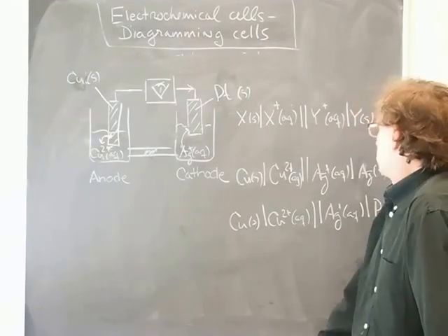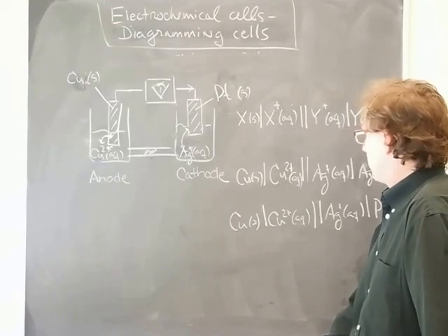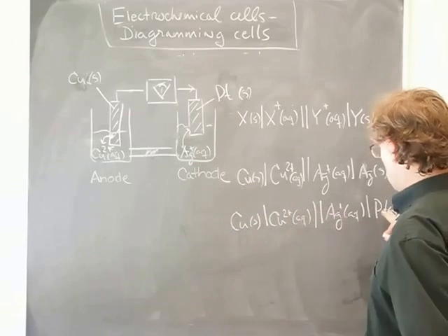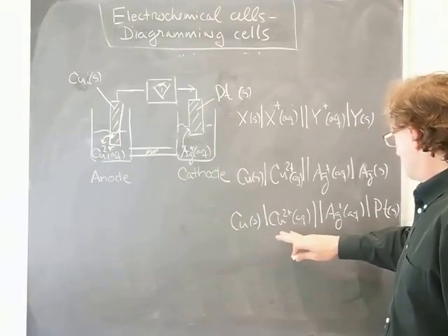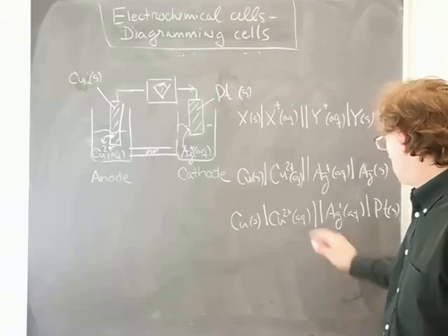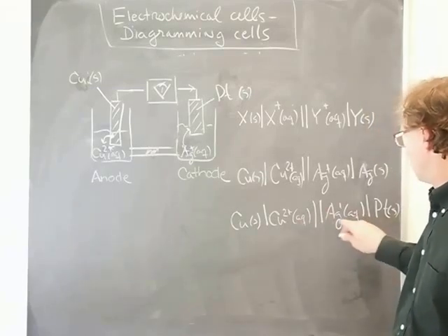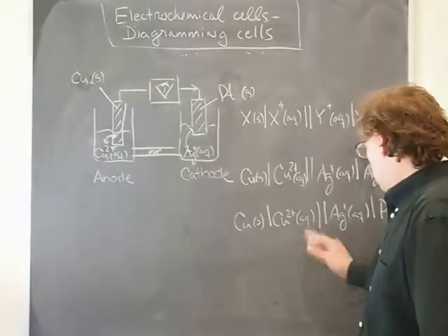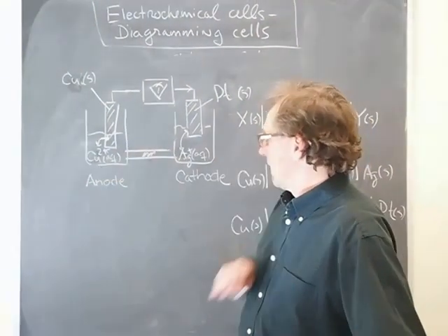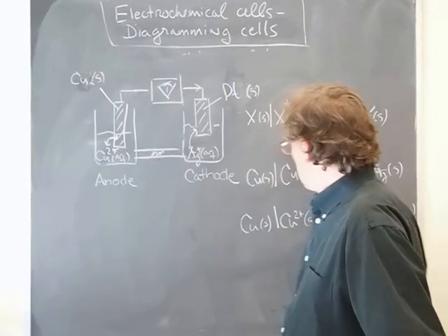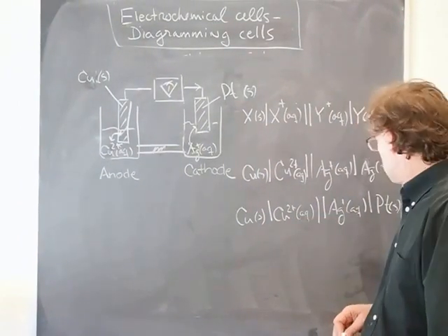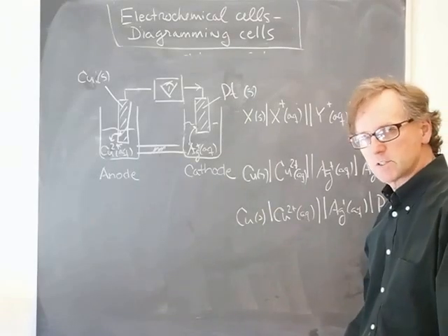The one very last thing that I wanted to mention is that sometimes you might want to actually specify what the concentrations are. In this case, we've left it ambiguous. We haven't said what the concentrations are. If I knew that I had 1 molar or 0.1 molar copper, I would have put that in parentheses instead of just aqueous, and likewise for the silver. Okay.